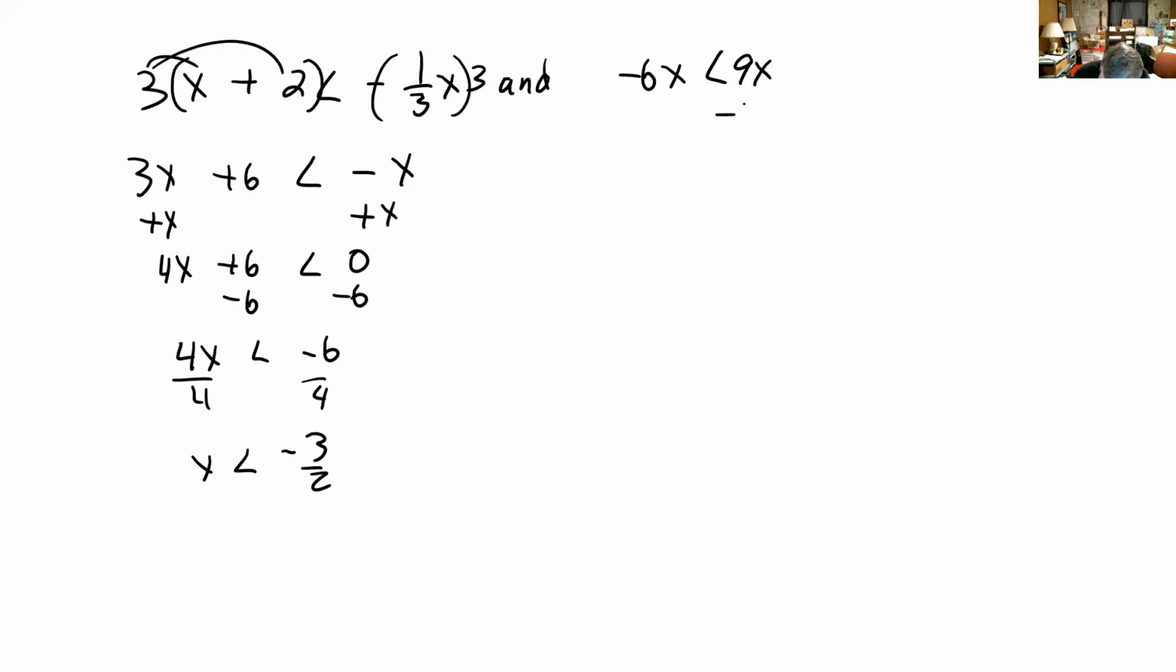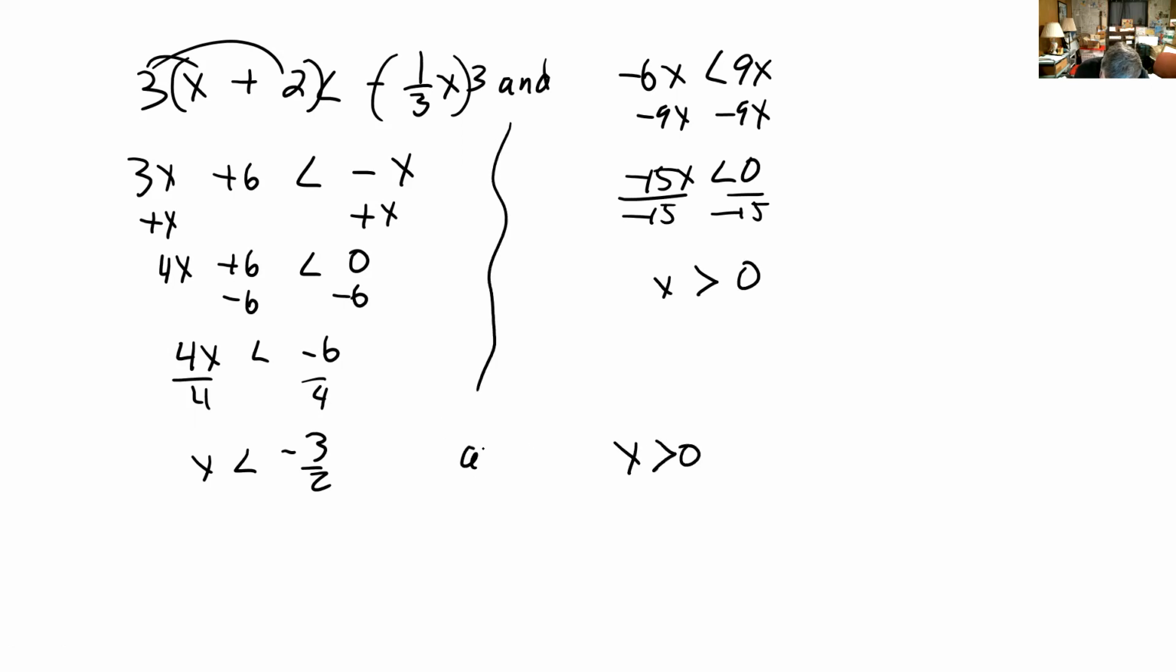On the right, subtract 9x from both sides. Negative 15x less than 0. Divide both sides by negative 15. So I change the direction of the sign because I divided both sides by a negative number. Okay, and then we'll bring this down. So we've got that. All right, let's look at the graphs.